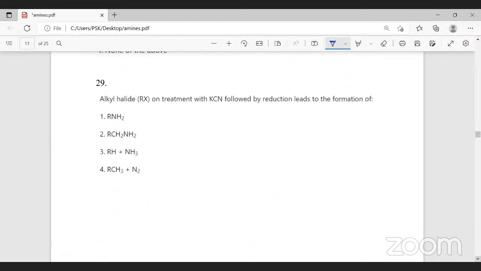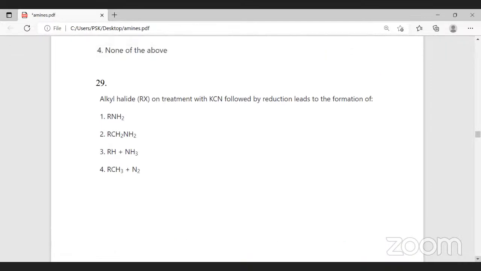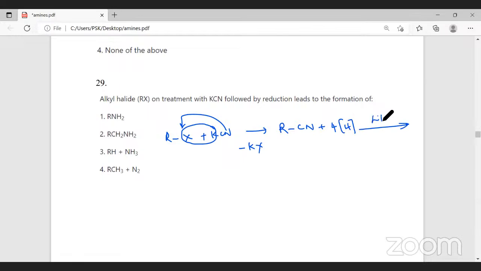Few more questions. An alkyl halide RX on treatment with KCN followed by reduction leads to the formation of an amine. When treated with KCN, K and X get eliminated as KX. In place of X, we get CN, so we get RCN. Reduction is addition of hydrogen. Using a strong reducing agent, lithium aluminum hydride, 2 hydrogens attack carbon, 2 hydrogens attack nitrogen.